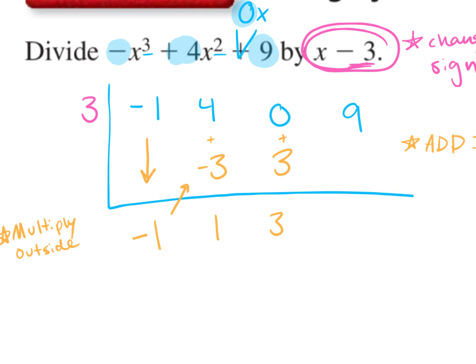Once you put it on the outside, we multiply. So 3 times 3 is? 9. And what do I do on the inside? Add. So 9 plus 9 is? 18.